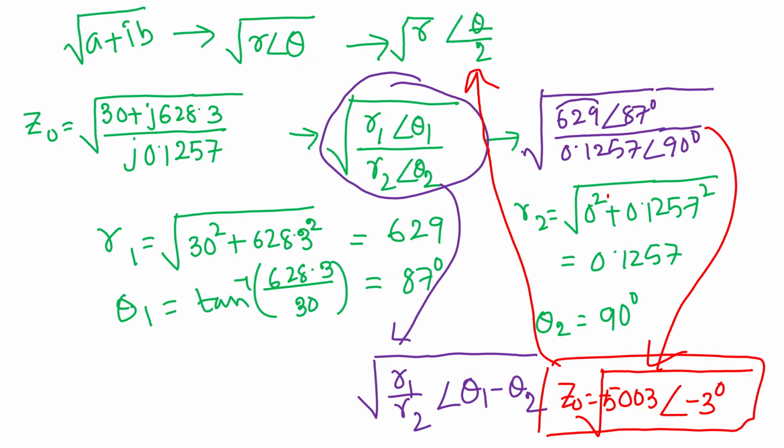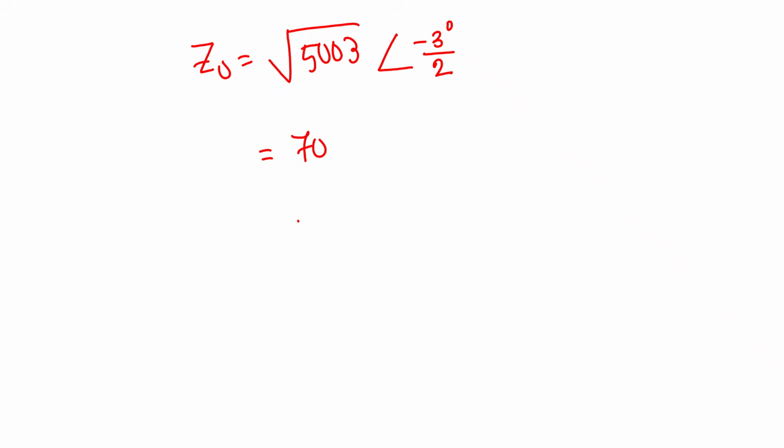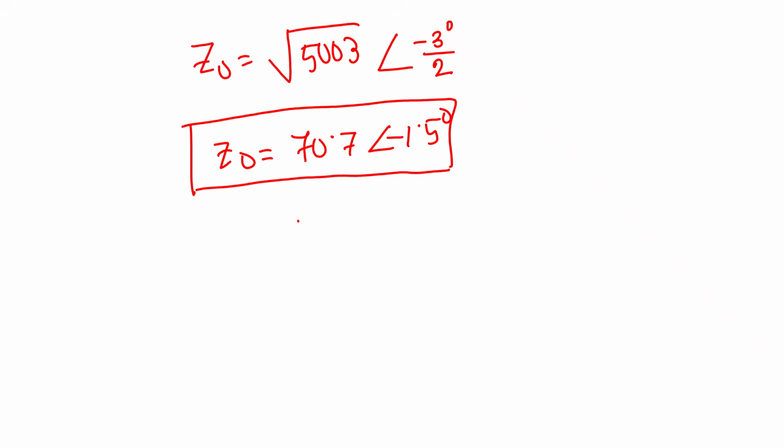So Z0 will be under root 5003, and the angle is theta by 2, that means minus 3 degrees by 2. Under root 5003 comes close to 70.7 roughly, and the angle is minus 1.5 degrees. So this will be the final value of Z0 in terms of polar coordinates.